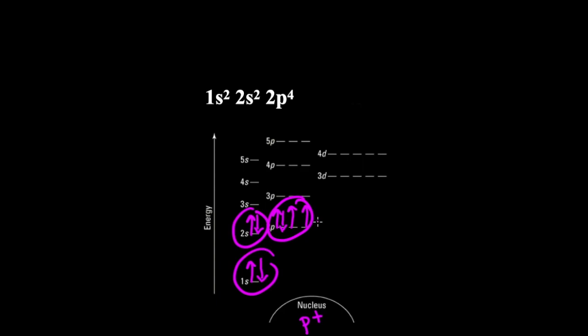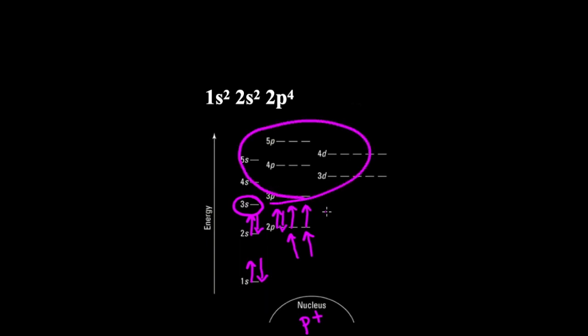And so if we were to add another electron in here, we could put 1 here, and then after that, the next electron would go in this 3s right in here, because that's going to be the lower energy level compared to these energy levels in here.